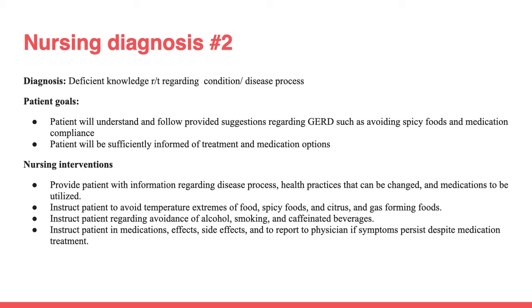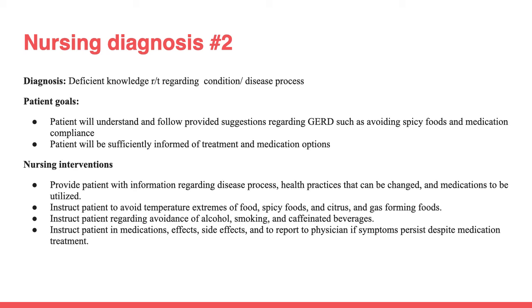Okay, and then our second of two nursing diagnoses is deficient knowledge related to and regarding the condition and disease process. So our patient is deficient in her knowledge of GERD, so we're going to explain that to her. Some patient goals. The patient will understand and follow provided suggestions regarding GERD, such as avoiding spicy foods and medication compliance. The patient will be sufficiently informed of treatment and medication options.